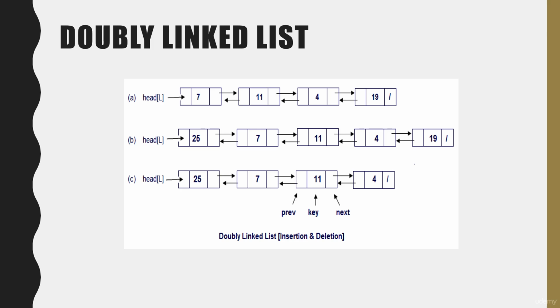Following the execution of list insert L, X, where key of X equals 25, the linked list has a new object with key 25 as the new head. This new object points to the old head with key 7. Then the result of the subsequent call list delete L, X, where X points to the object with key 19.